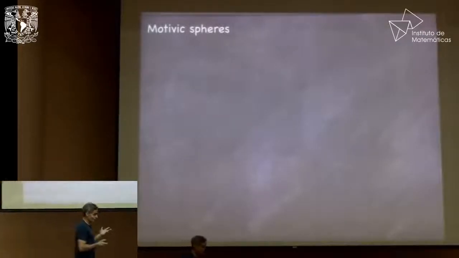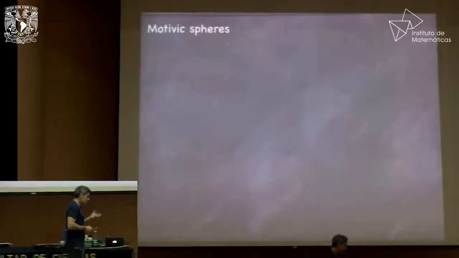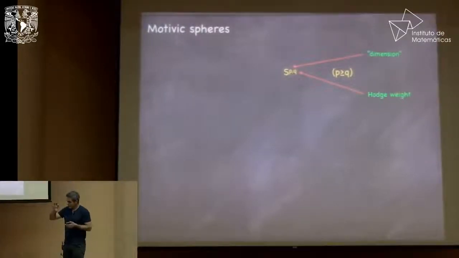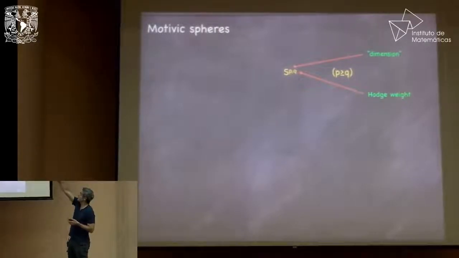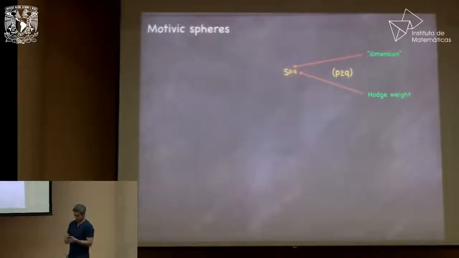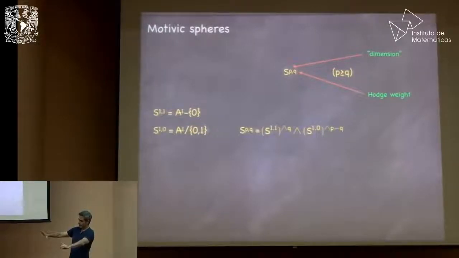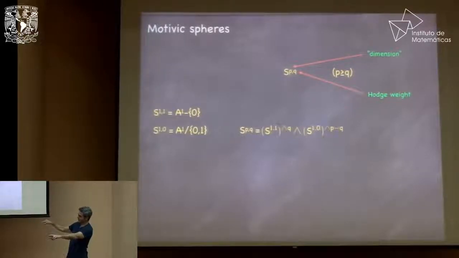Now I was just talking about spheres, so I better tell you what the spheres are in motivic homotopy theory. They're like topological spheres. They have a dimension, but they also have a Hodge weight. There's two indices. So I've given you some examples here. The S^1,1 is the affine line minus the origin. You're supposed to picture the complex numbers minus the origin, so that's a circle. You could also take the affine line, think of it over the reals, and just glue 0 and 1 together. That gives you another sphere with Hodge weight 0.